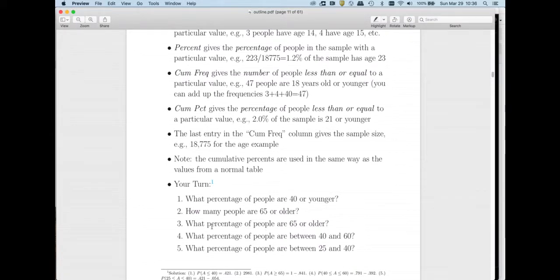Whenever you have a greater than question, like this one, you take 1 minus the CDF and you have your answer. Whenever you have a slice question about probabilities or percentages, then what you do is you subtract the larger from the smaller, and you're done. All right, so that's it for frequency distributions.